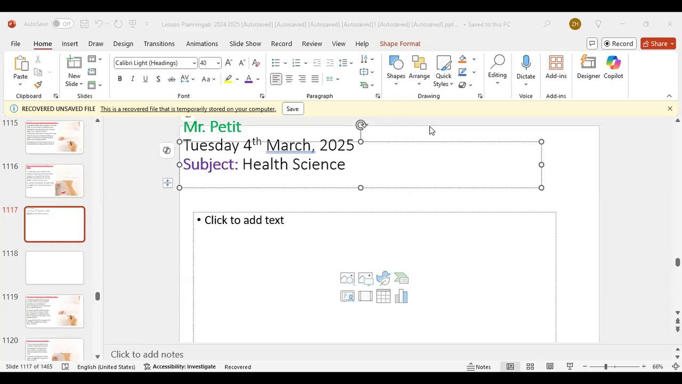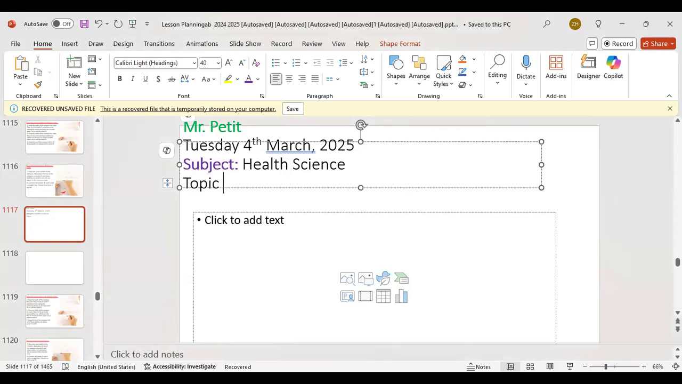Oxygenated blood. Very good. And when it doesn't have oxygen in it, what do we call it? Deoxygenated. Very good. There are some things that carry this blood. What do we call the things that carry blood throughout the body? Blood vessels. Very good. And so today we're going to be looking at blood vessels.